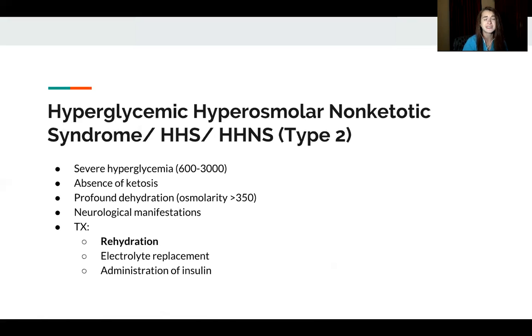So these can be anywhere from 600 to 3,000. Which is nowhere near the amount it takes for a type 1 to develop DKA. There is no ketosis, there's no fatty breakdown, there is just a very high osmolality in the blood. So the blood is super thick and syrupy, and these patients are very dehydrated. There's often some neurological manifestations. They can get really confused, altered mental status, just shaky, and hungry. You'll treat this with rehydration as well, electrolytes, and then they will actually get insulin during this episode.